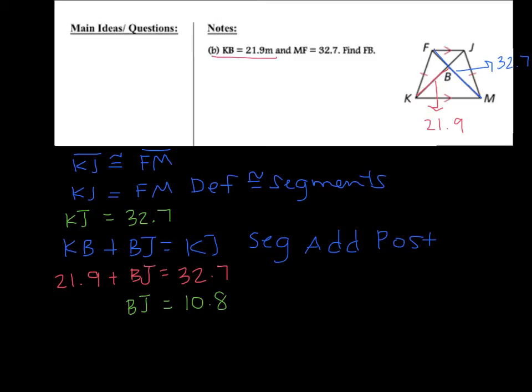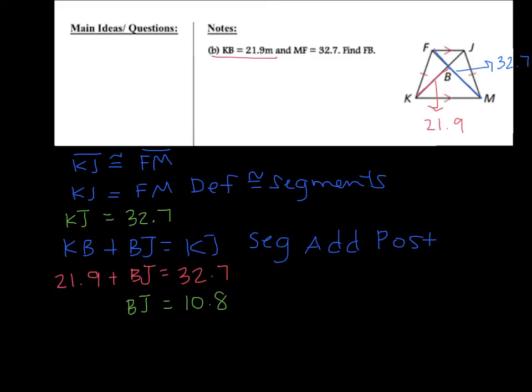What that allows me to do is to say that these little parts right here are what I'm trying to prove congruent. So BKF and BMJ have to be congruent by CPCTC because I just proved that those triangles are congruent. From there, I know that angle FBK and JBM have to be congruent. These right here are vertical angles, so they also have to be congruent.